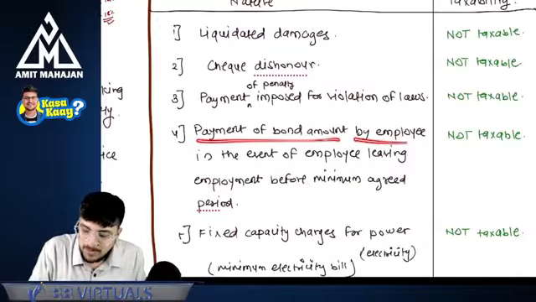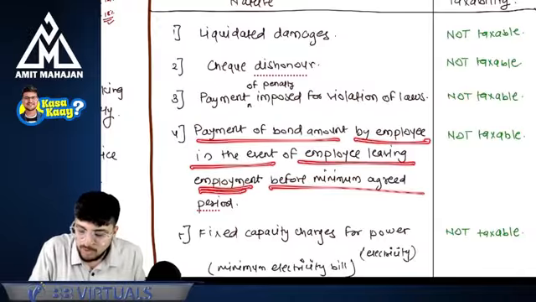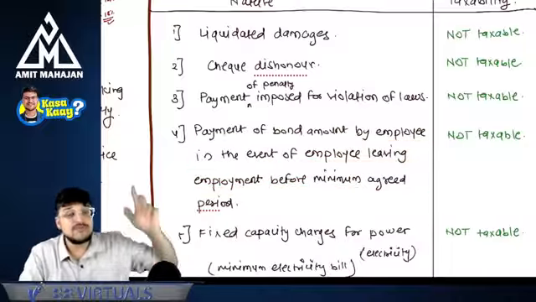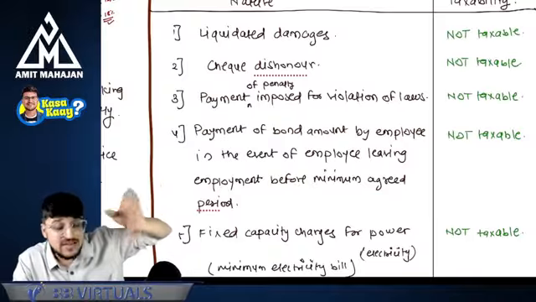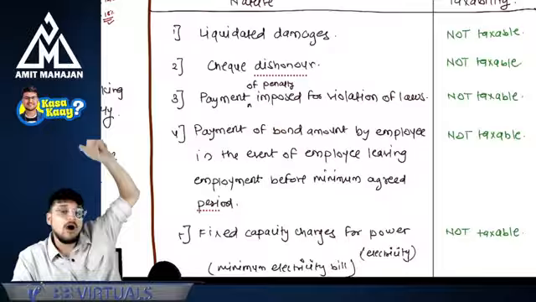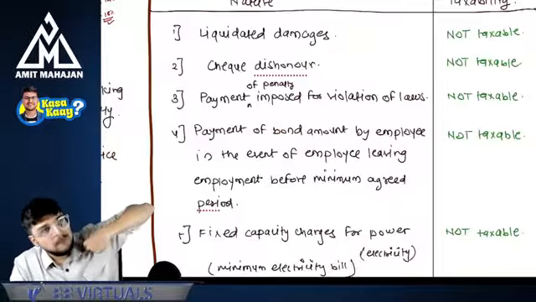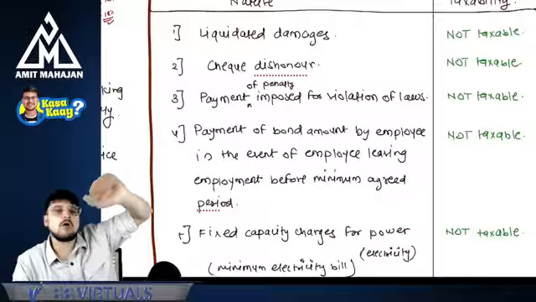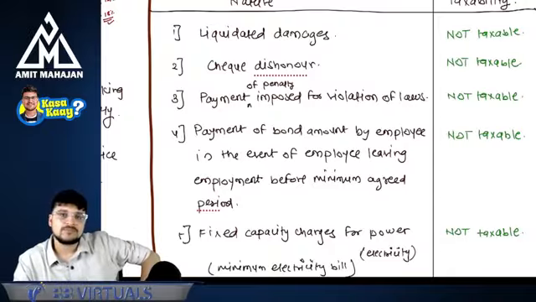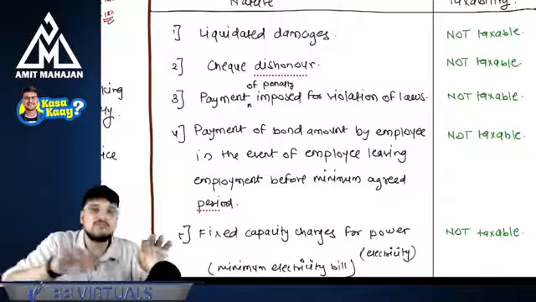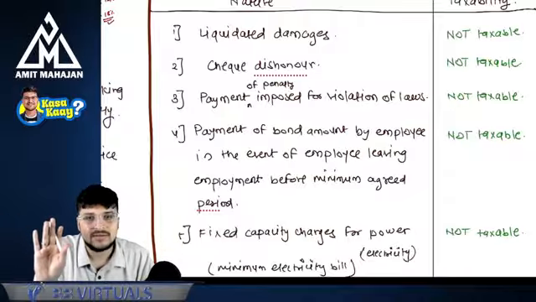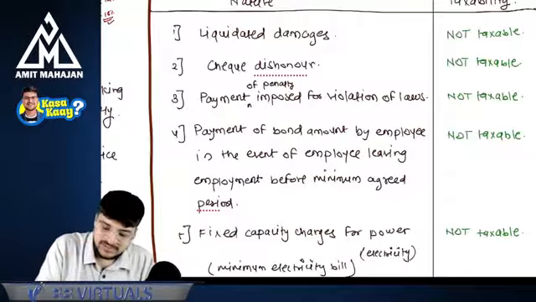Payment of bond amount by employee in the event of employee leaving the employment before the minimum agreed period. Sir, we had seen this earlier. Earlier we had seen the case where the employer wants to kick the employee out, and here the employee himself wants to leave the company within the period of 3 years.